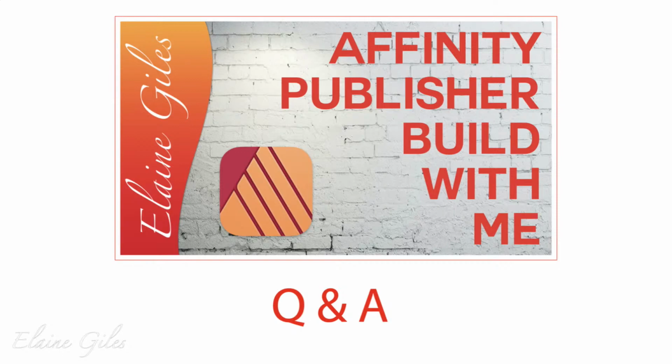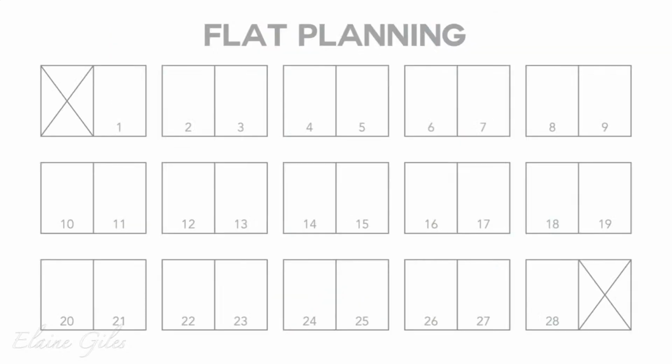So the very, very first thing you need to think about before you even touch the computer: grab a piece of paper and a pen and make a flat plan. A flat plan tends to be for shorter documents, but it doesn't make a difference, and I would do it for a book anyway. What a flat plan is, as you can see, the first bit has a cross through it because you always start on the right, and the last one has a cross through it because, however many pages, you always tend to finish on the left.